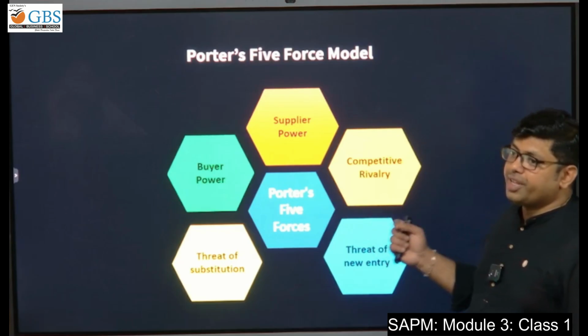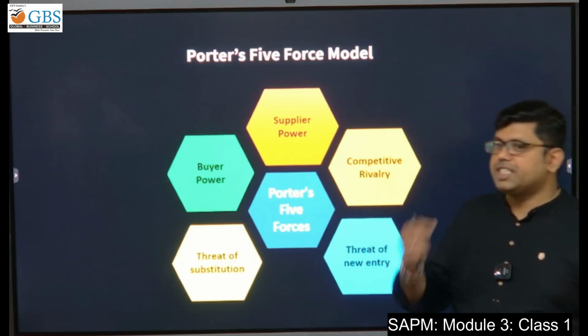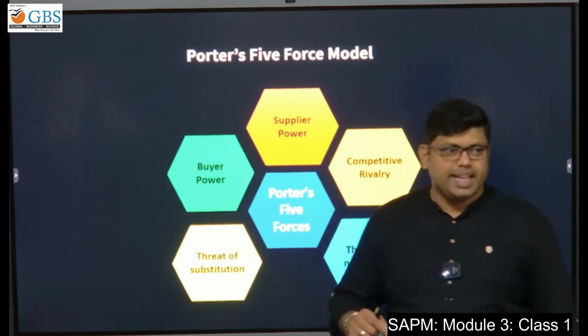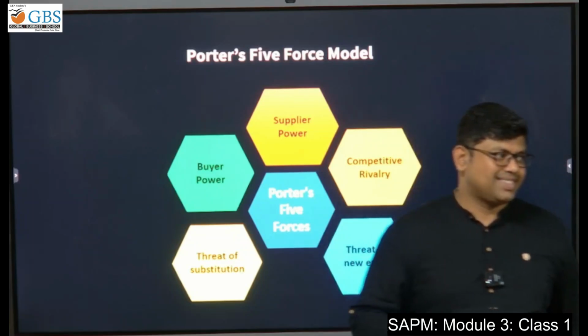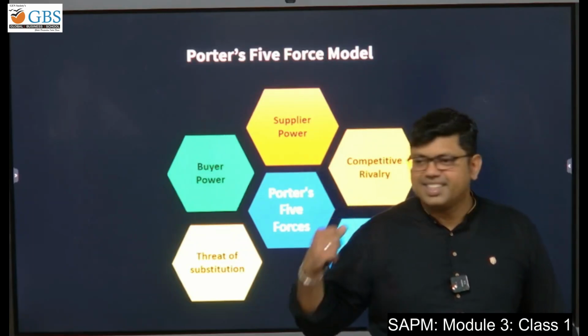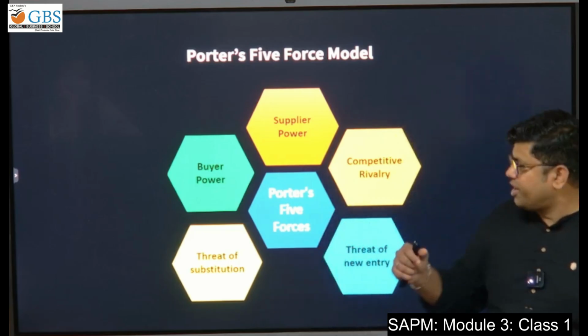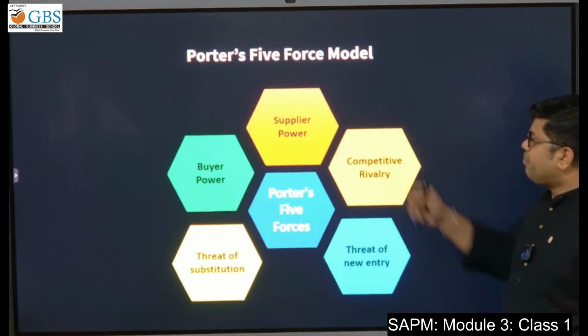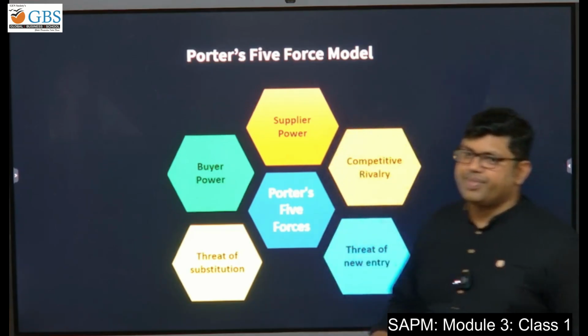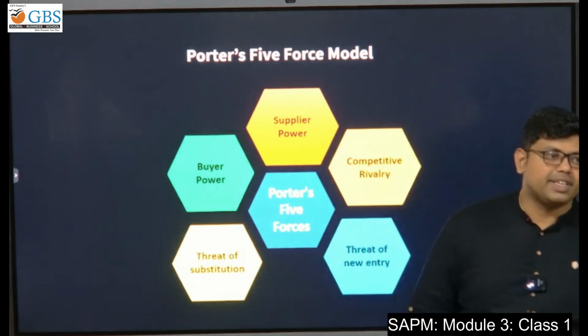This is useful for the end users, that is customers. As an owner, you should face this. That is also important. Supplier power, the power of the supplier.